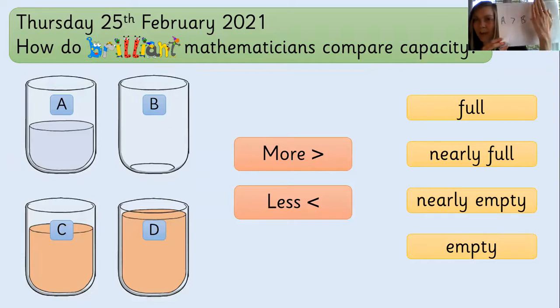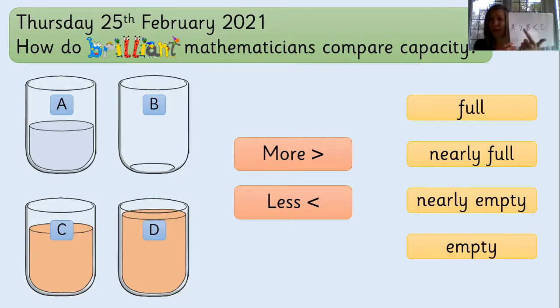We worked out that A is more than B, and then we looked at the other two containers. B has got less in it than C. Look how complicated that looks. All we've got to do is split it up and look at it chunk by chunk. And that's how we're going to try and compare in our challenges today.